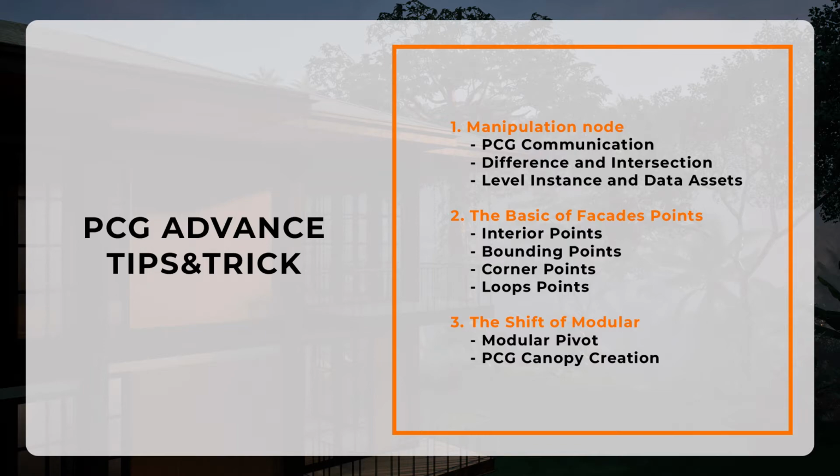And instead of scattering single assets all over your scene, we're using level instances and making use of data assets. The second thing, we will look at the basics of the facade point. Here, I'm using PCG to create the housing. So I have some really important points that we will look at, such as the interior point, the bounding point, the corner point, and the loop point.